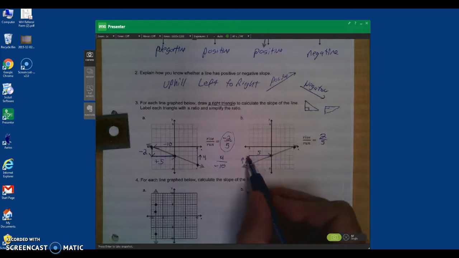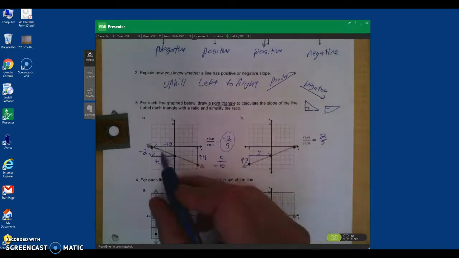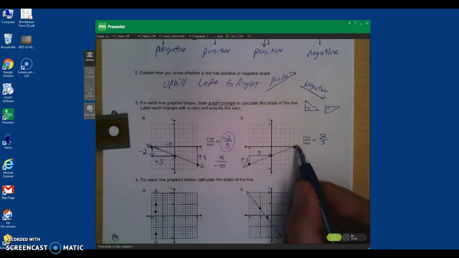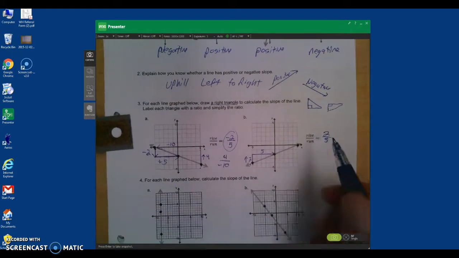Well, it doesn't matter where you draw your triangle. This one is still rising 2 and running 5, even if you did the 4 and 10. The only difference between these two slopes is that this one is negative and this one is positive, but they have the same ratio, just a negative versus a positive.